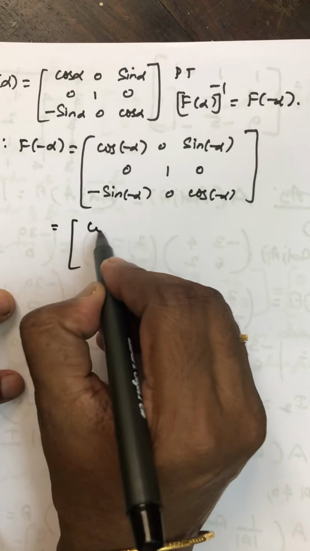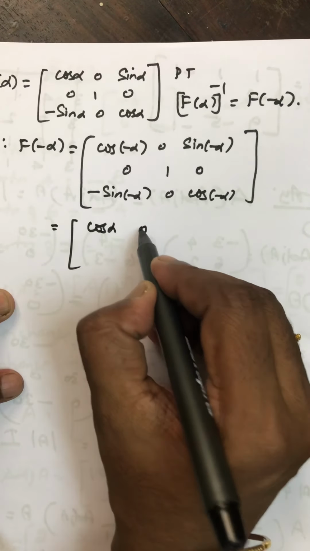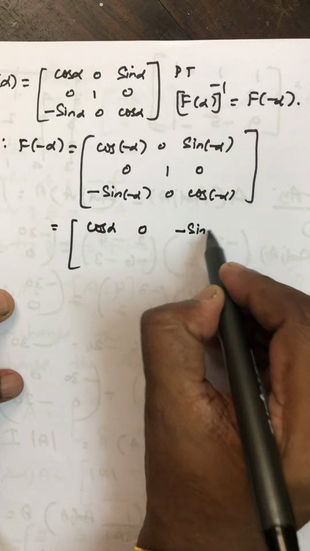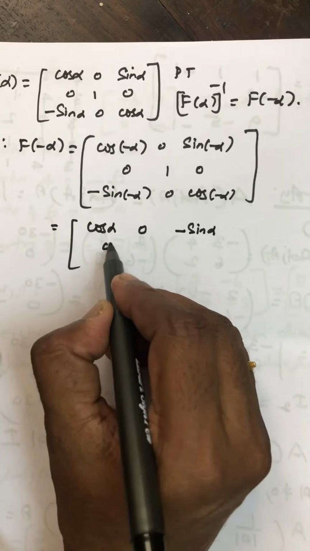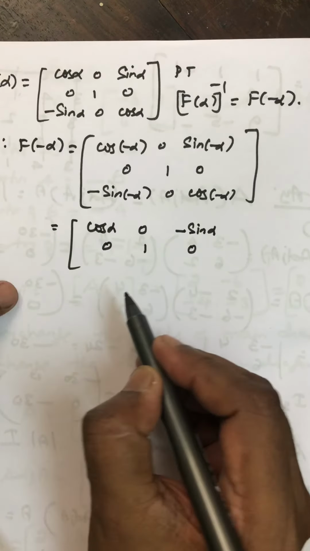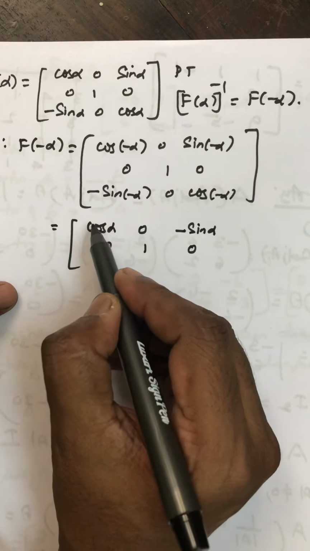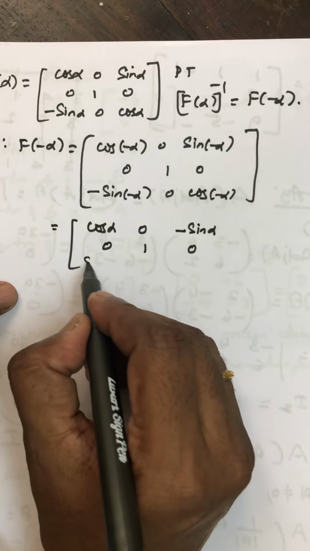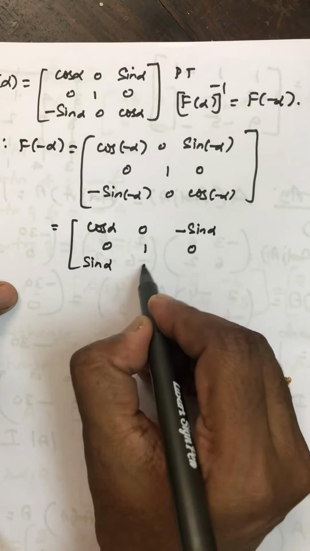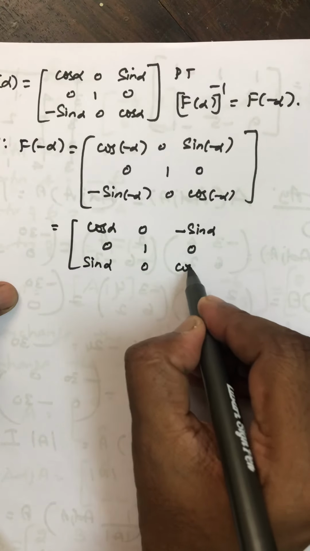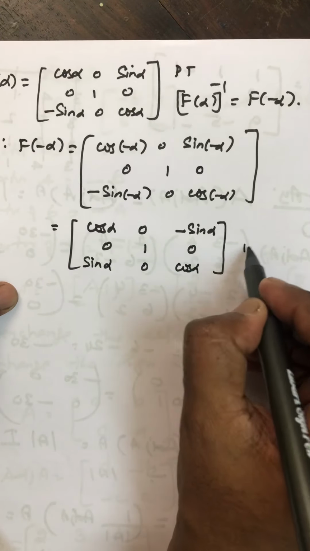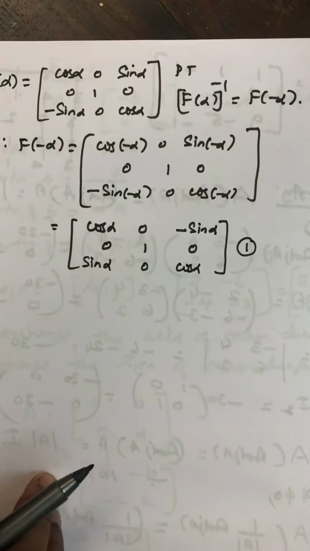Cos of minus alpha is cos alpha, 0. This is minus sin alpha. Then 0, 1, 0. Sin of minus alpha is minus sin alpha, minus of minus plus. So I have sin alpha, 0, cos of minus alpha is cos alpha. Right hand side we got the answer.